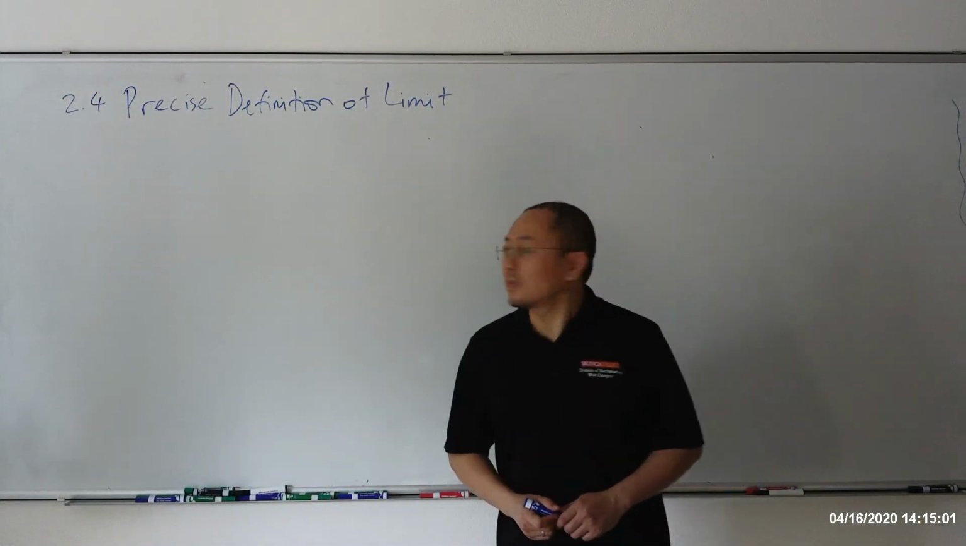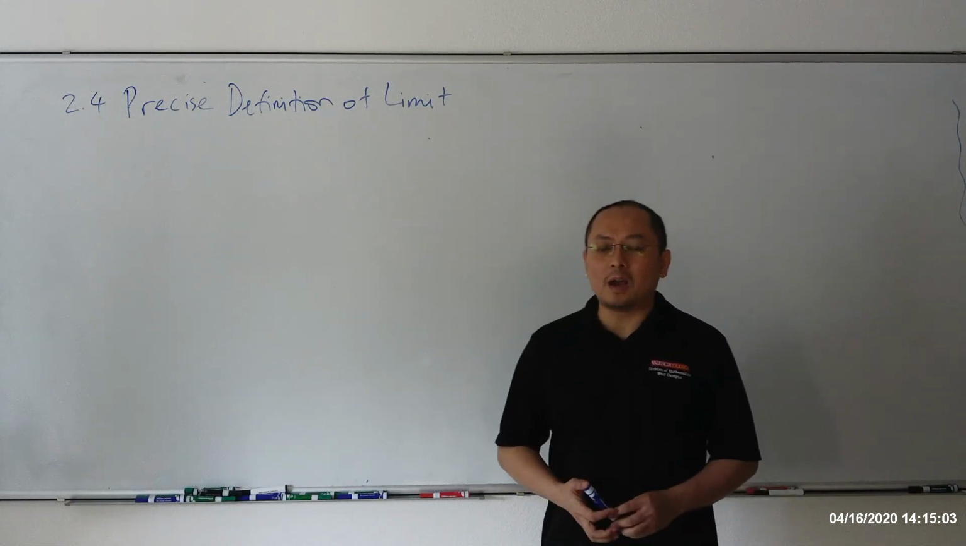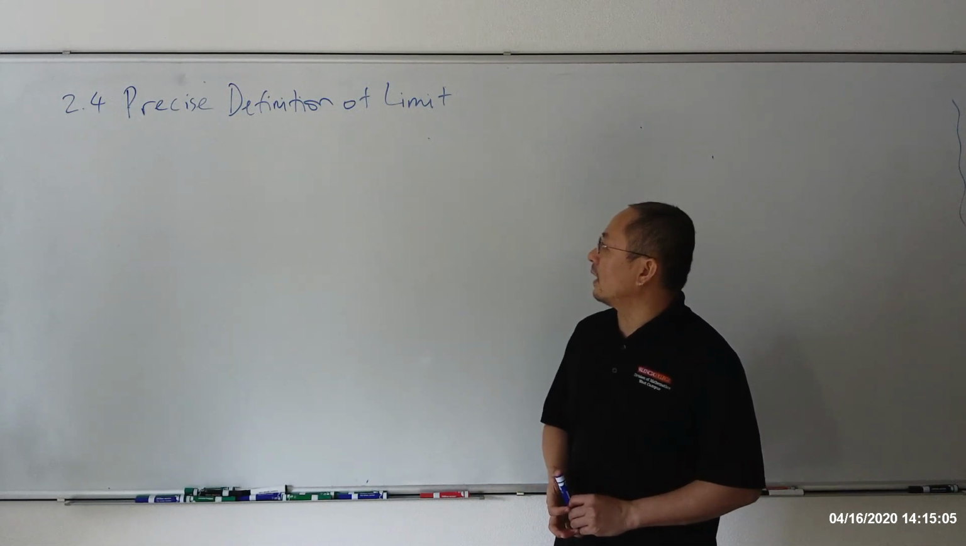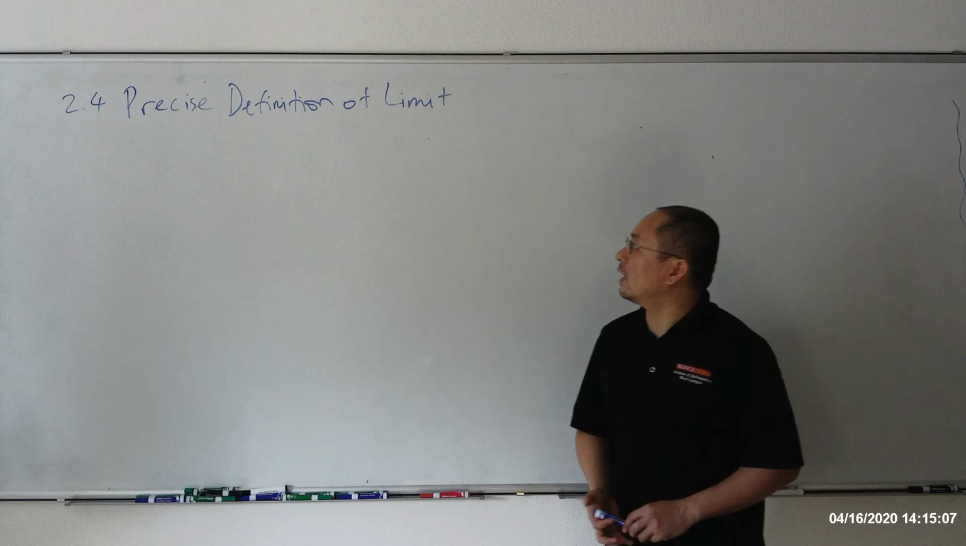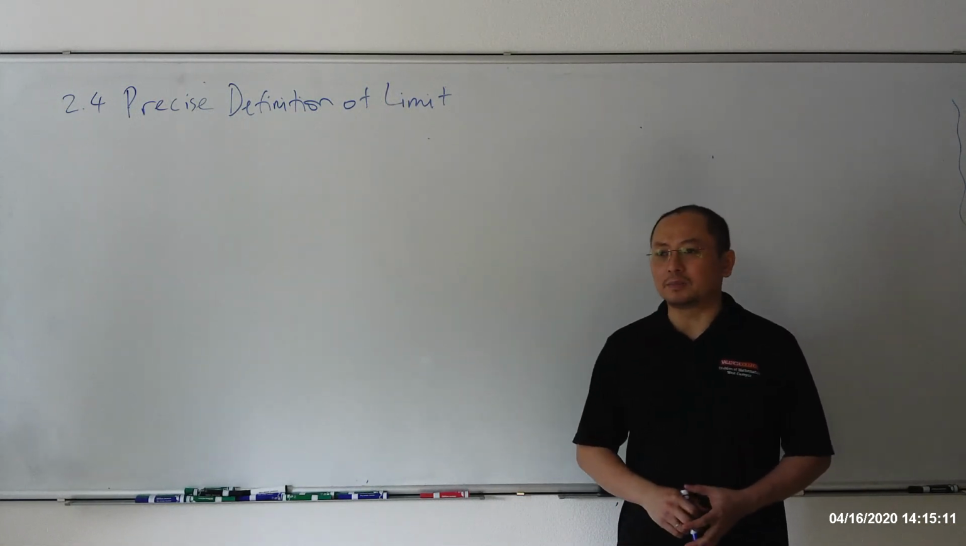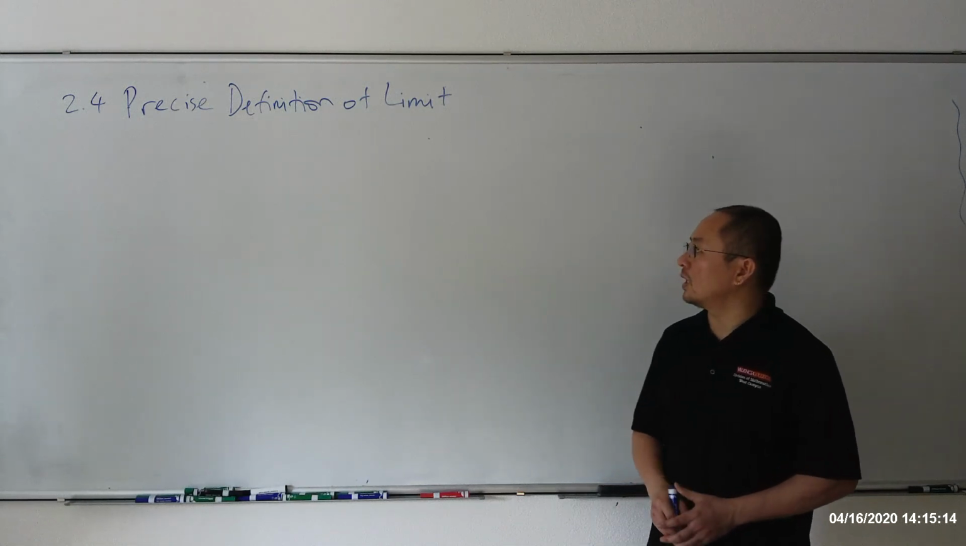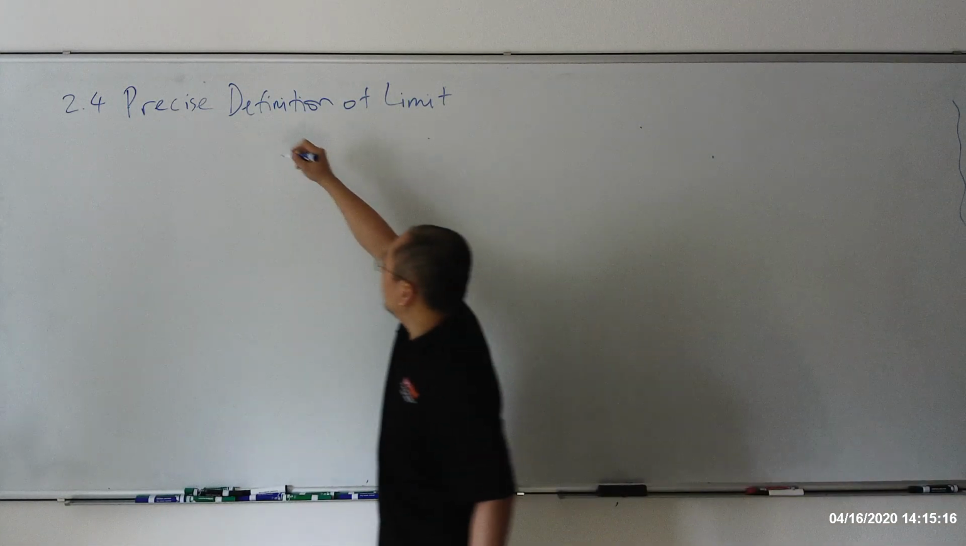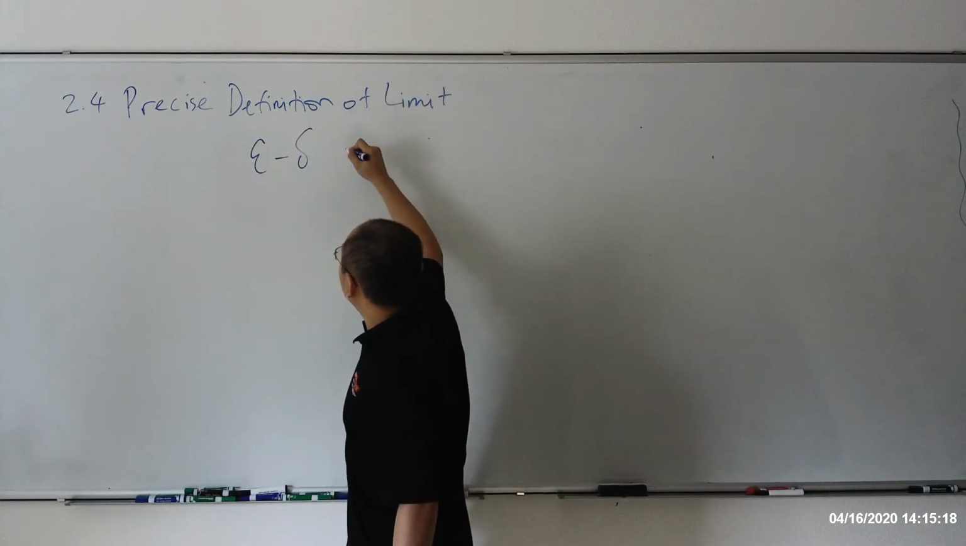Hello everyone. Today in this section 2.4 I'm gonna give you guys a precise definition of the limit. This is credited to a mathematician named Cauchy. It's used in something called the epsilon delta definition.